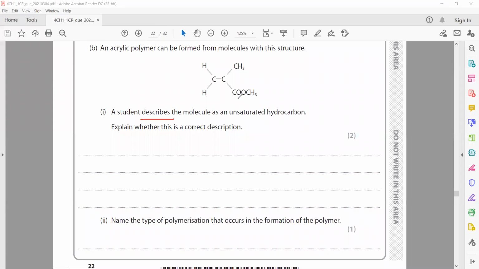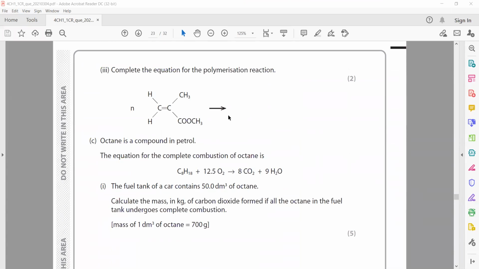Like the student describes the molecule, it is unsaturated, but not a hydrocarbon, because a hydrocarbon contains carbon and hydrogen only, but this molecule has oxygen as well. Name the type of polymerization. It will undergo addition polymerization, as there is a carbon-carbon double bond. Then we have to deduce the structure of the polymer. Put a bracket and n.